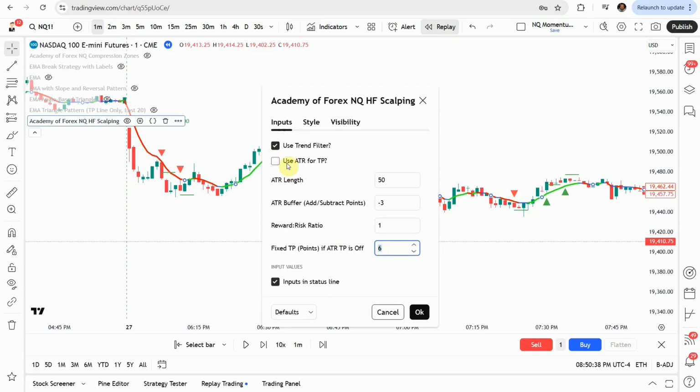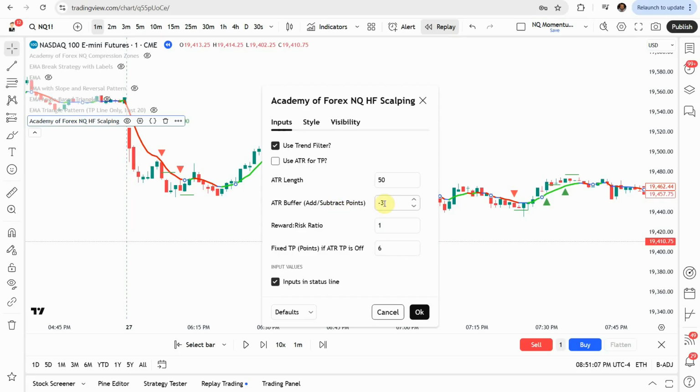If you want to use this selection here, basically what it does is if you check this selection right here, then it will take the ATR with the length of 50 is what it's currently set on, and it will convert the value of the ATR on the signal bar into points and then make that your take profit with a 1-to-1 risk reward. And you can add in a buffer here to close that gap just a little bit.